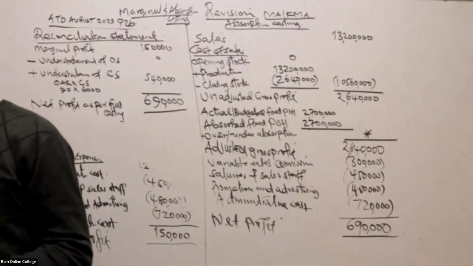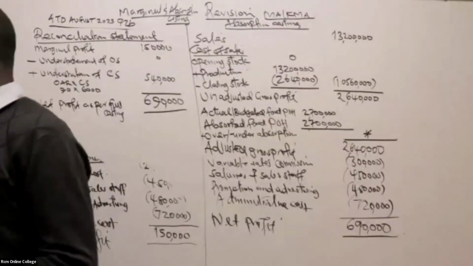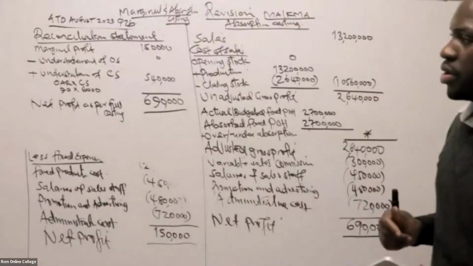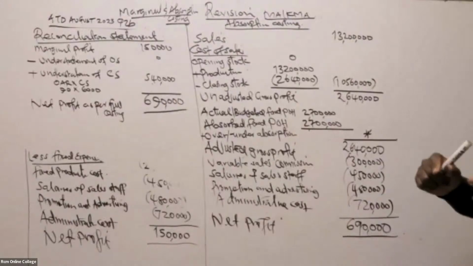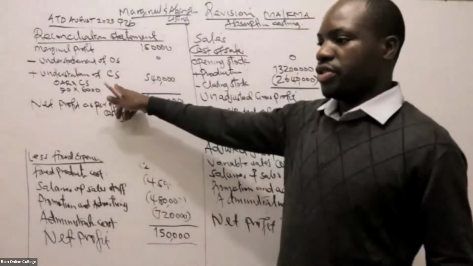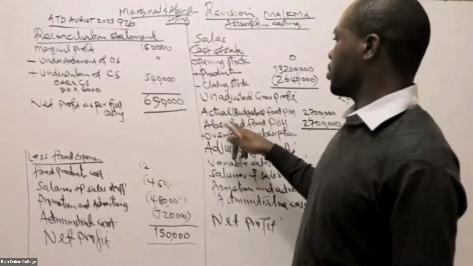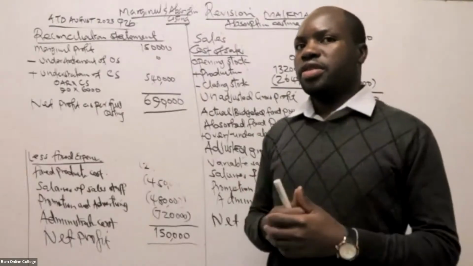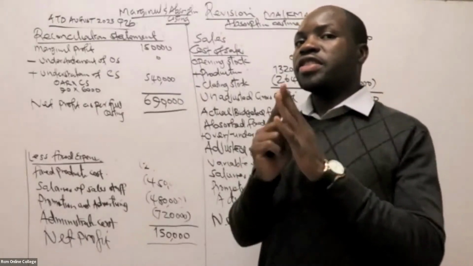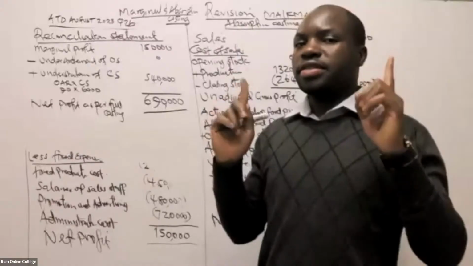Good, but you can say closing stock at absorption less closing stock at marginal, and get 540. We are talking about understatement of closing stock. The closing stock in absorption costing is equal to 2,640. The closing stock in marginal is equal to 2,100, and the difference between the two represents the understatement.